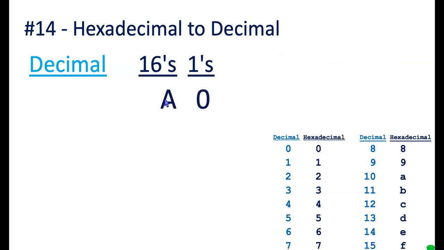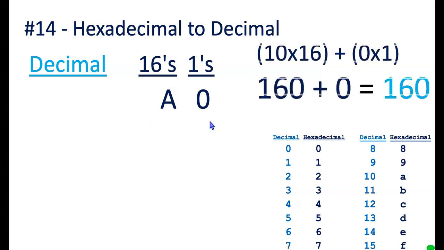All right, let's do another one. What if I had A0 base 16? How many 16s do I have? Let's see. Oh, it looks like I have 10 16s. How many ones do I have? 0. Well, what's 10 16s plus 0 ones? 10 16s is 160 plus 0 ones. Hey, 160. Not too bad.